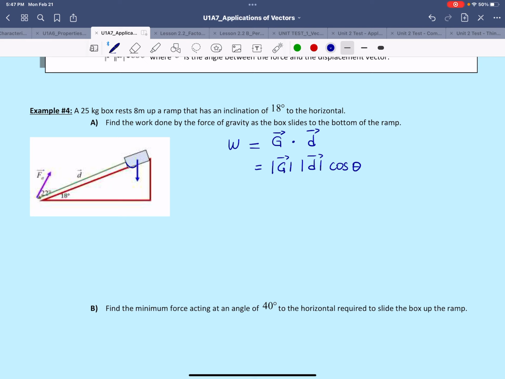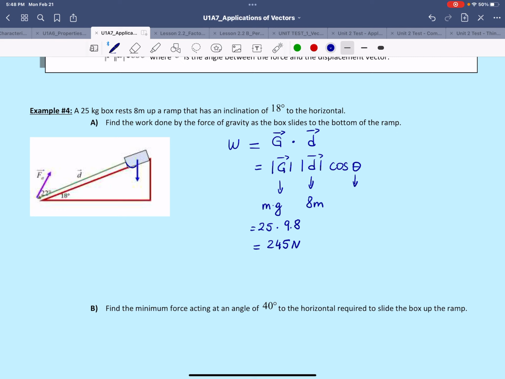So for gravity, we're going to say that is equal to mass times g. And here we have 25 kilograms, 9.8 newtons for every kilogram. So 25 times 9.8 will give, here we go, 245 newtons. Now, displacement, on the other hand, since we're told that it's 8 meters up the ramp and is going all the way down due to gravity, that means that we have 8 meters for displacement.